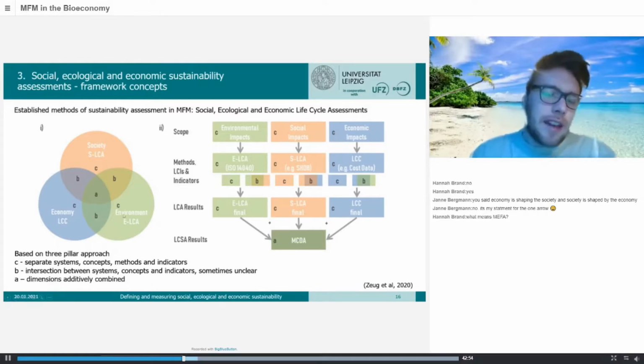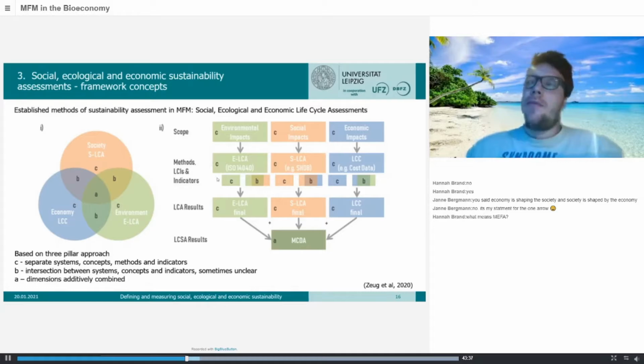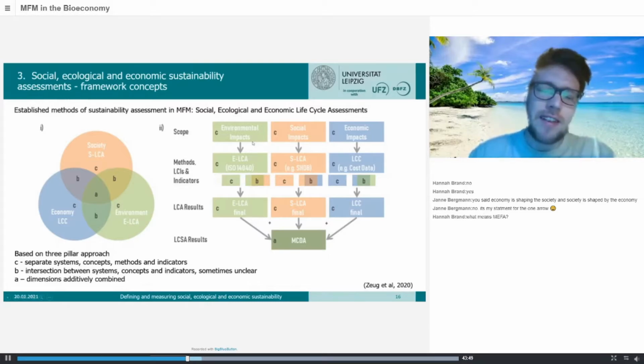Just to give you an example, I told you about the intersections here. For example, have a look at intersection B and at intersection A. So you have intersections between, for example, environment and economy. And those intersections take place when an indicator comes up where it's unclear for a lot of people, maybe also for the people who are doing the LCA, is it an economic or an environmental indicator, or is it a social indicator or an economic indicator? For example, a popular thing is remuneration. So the wages people are getting. Are wages and remuneration a social thing or an economic thing? So that's very unclear oftentimes.